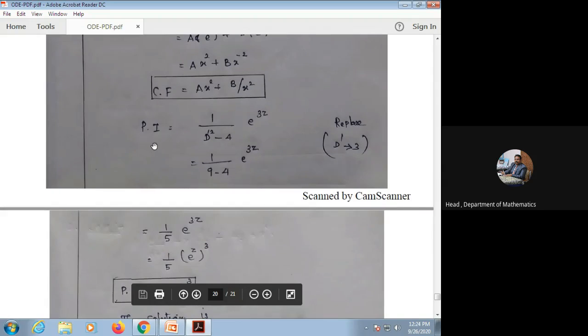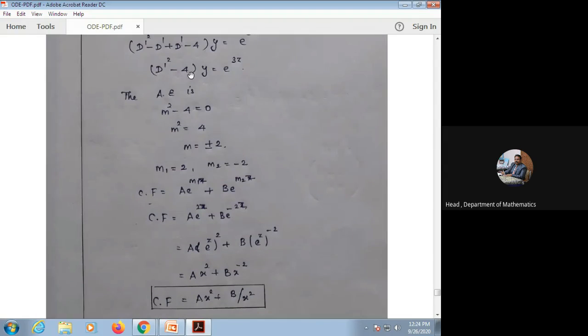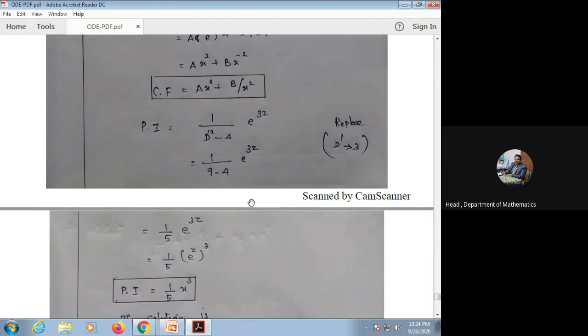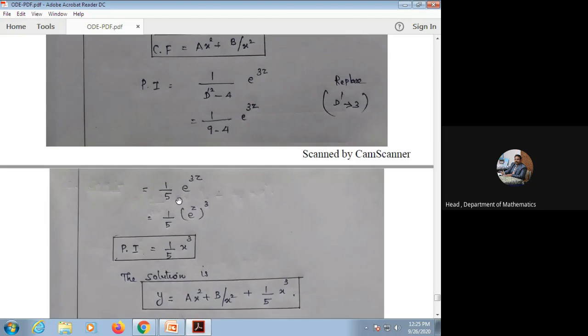Then, similarly, you have to find the particular solution. We know it is 1 divided by D dash square minus 4, into e power 3z. This is a type 1 problem. Put D dash equal to the z coefficient, that is 3. Substituting here, we get 3 squared, that is 9, minus 4, e power 3z. What is 9 minus 4? 5, into e power 3z.